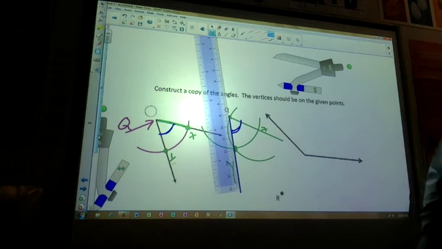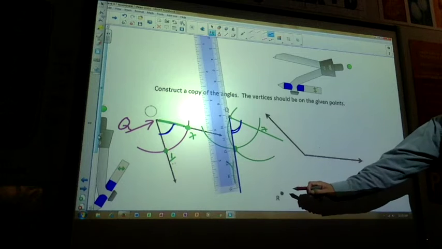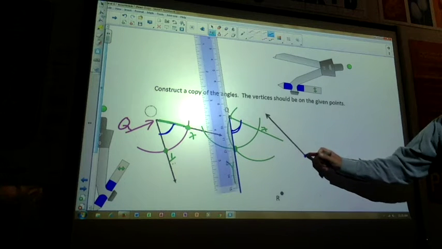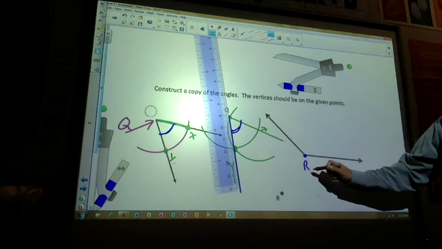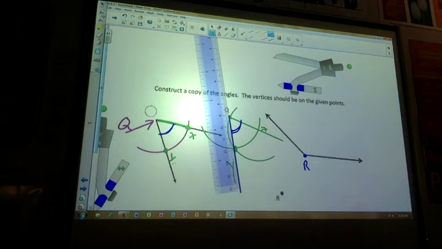All right, talk me through this next one. If I wanted to generate this angle off of point R, where do you think I should mark R on our angle? Right here? Everyone with me? Is this R the same as this R? Not necessarily, but we're just using it as a reference.